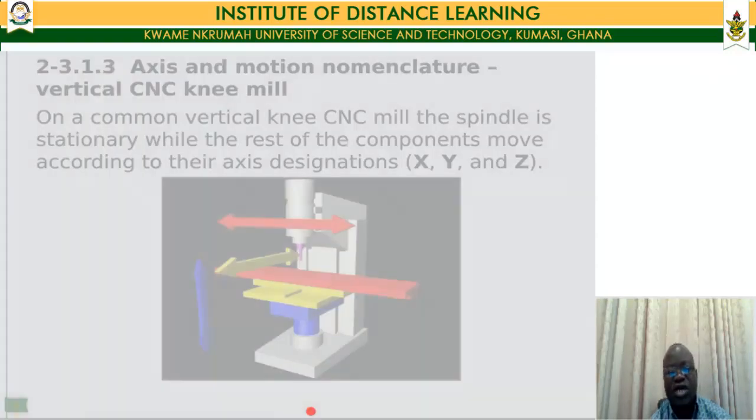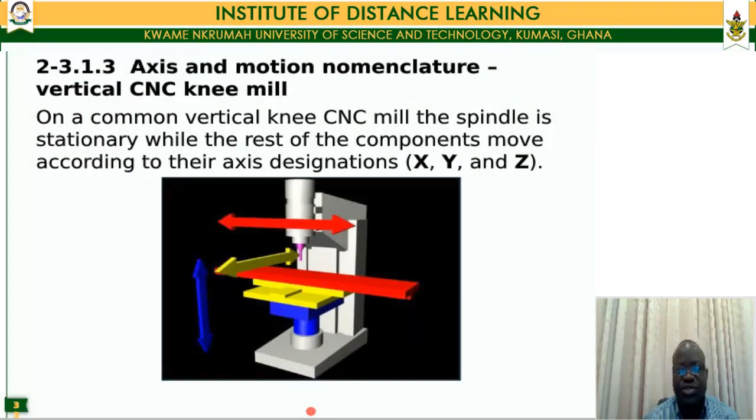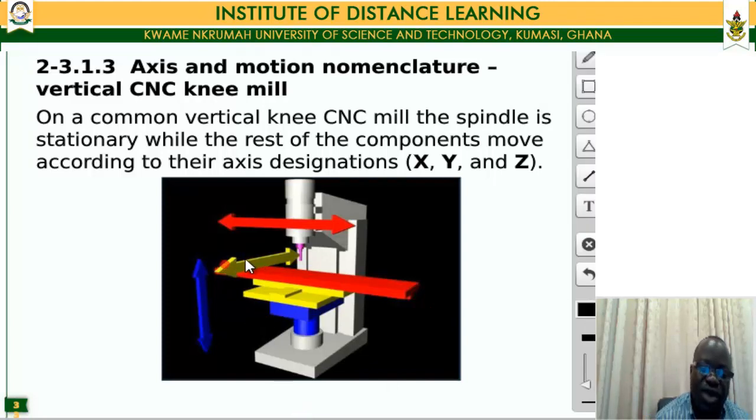Now we come to the axes of motion of a typical vertical CNC machine. On the vertical CNC machine, you will have the y as the travel into the machine bed, which is the shortest travel, and the x as the longest travel on the machine bed, and of course the vertical axis becomes the z-axis, or the spindle axis.